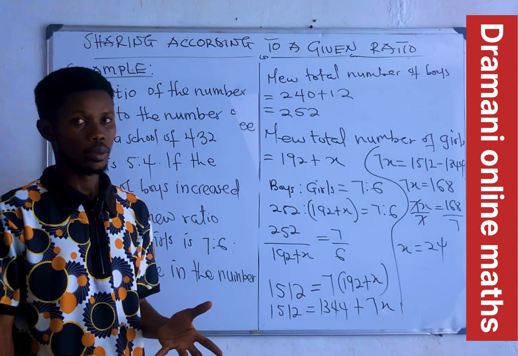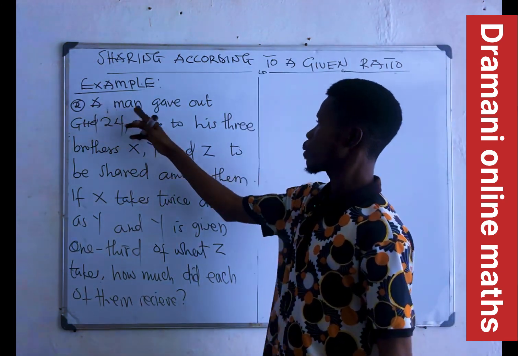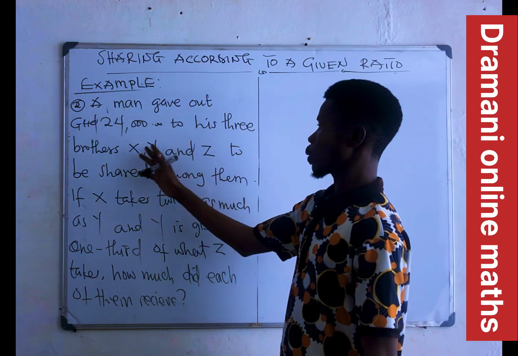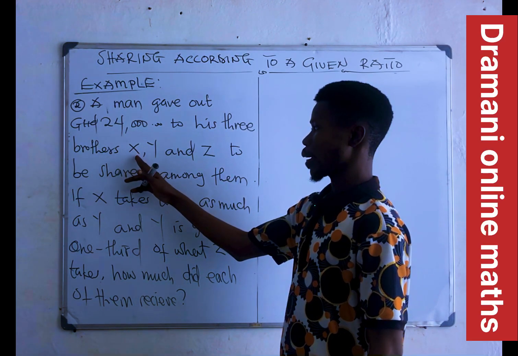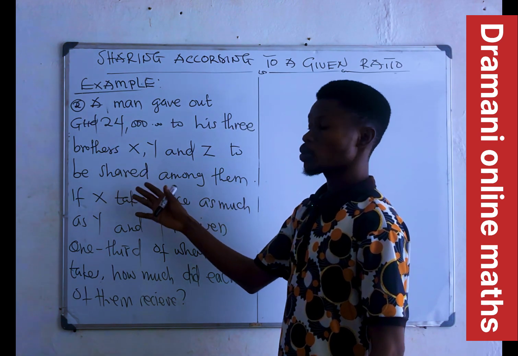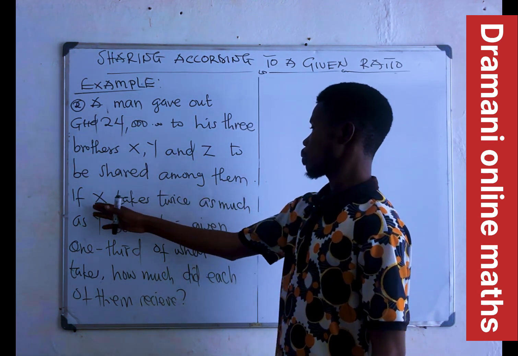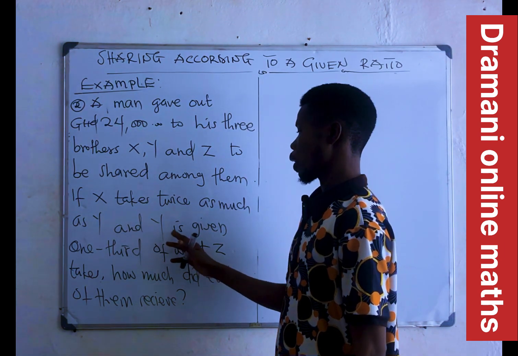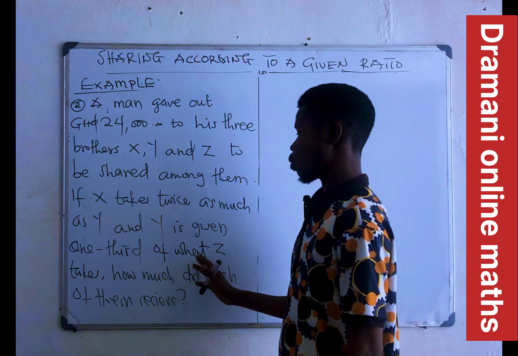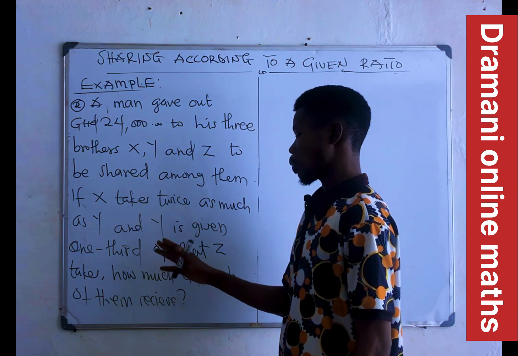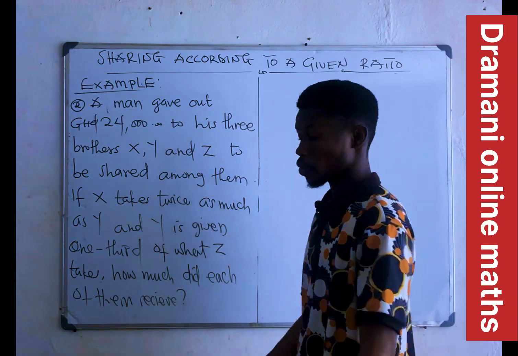Let's look at the next example. Okay, let's look at the second example. A man gives out 24,000 Ghana cedis to his 3 brothers, X, brother Y, brother Z, to be shared among them, if X takes twice as much as Y, and Y is given 1/3 of what Z takes. How much did each of the men receive? So that is the question.